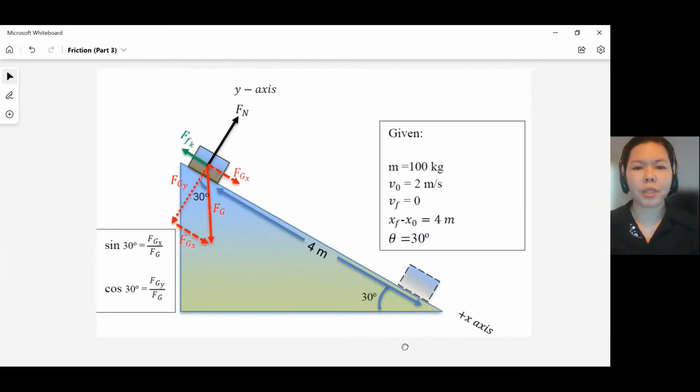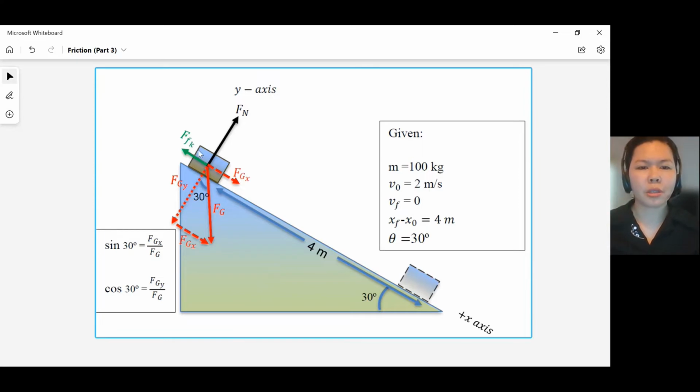We have here the free body diagram of our situation. This rectangle represents our crate. Fn is perpendicular to the surface, the normal force, and Fg, the red arrow going down, is the gravitational force. And since this crate is sliding down the incline, the kinetic frictional force F sub k is opposite the motion.